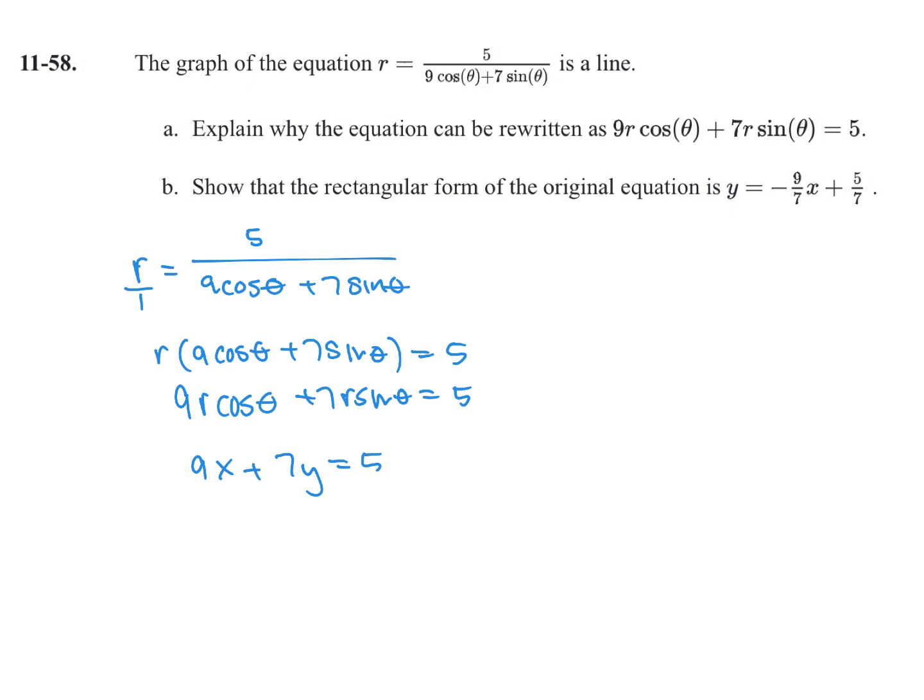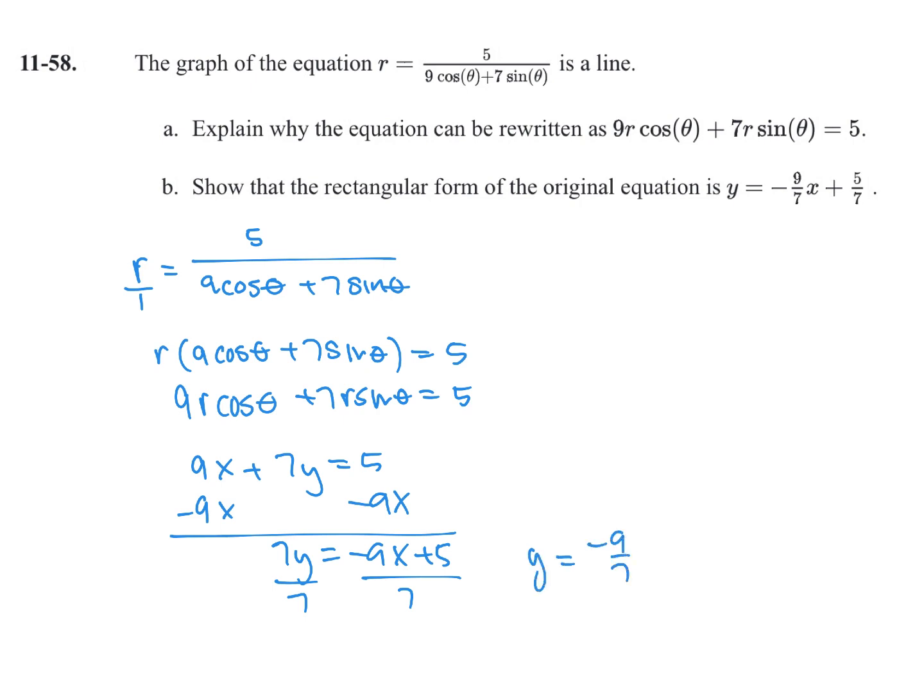I'm going to put it into slope-intercept form. So I would go ahead and subtract the 9x, and divide by 7. So y equals negative 9/7 x plus 5/7.